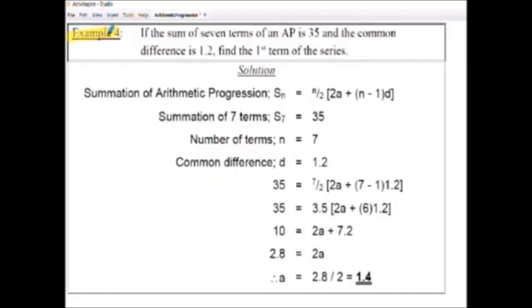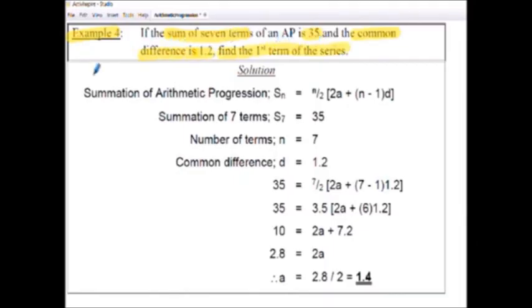Example 4 here is an illustration of how we sometimes have to rearrange the summation equation. In this particular question, the sum of the 7 terms of an AP is given to us, and it's 35. The common difference, D, is given to us, and it's 1.2. We've got to find the first term in the series. We've got to find the value of A.